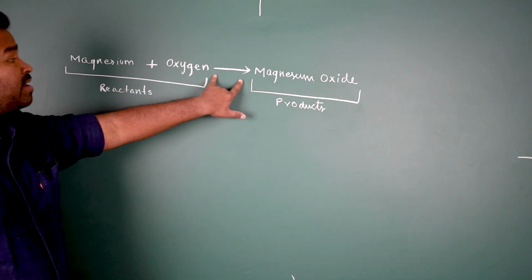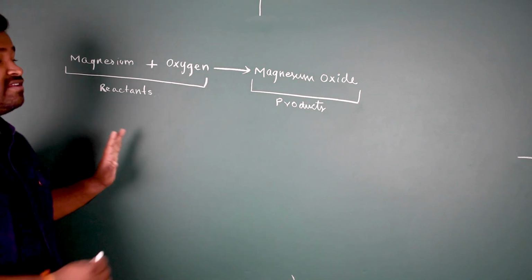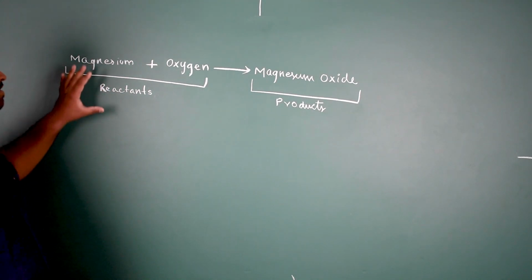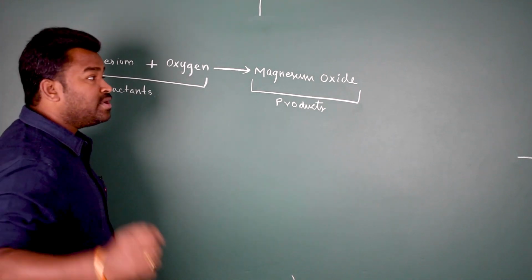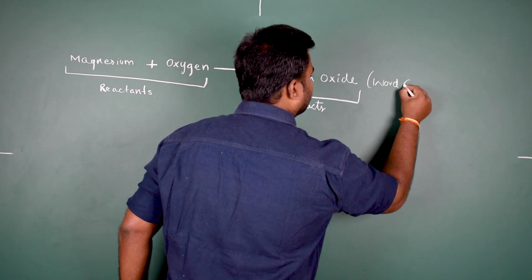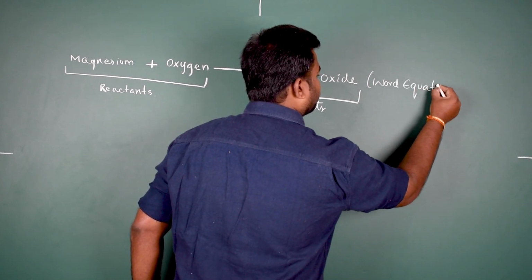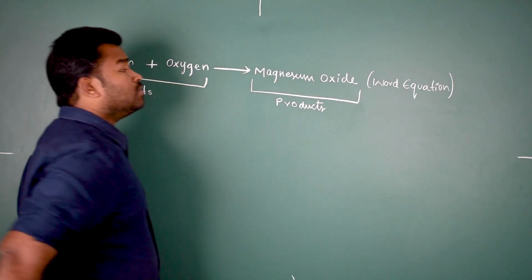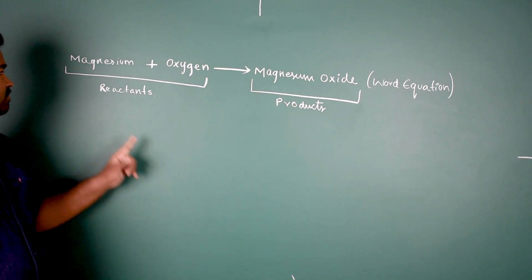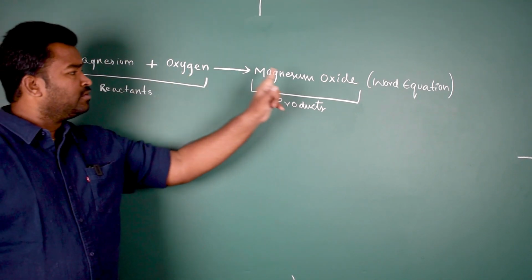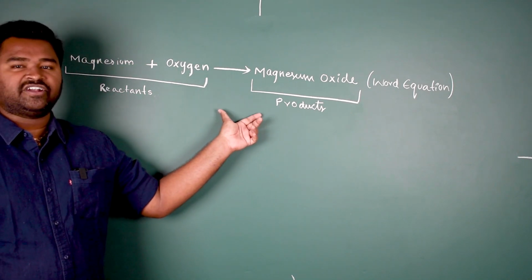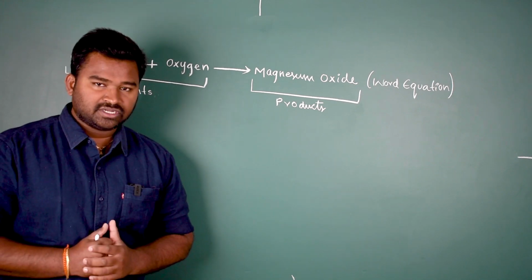And the arrow representation tells us in which direction the reaction is proceeding. Do you understand? And this representation is known as a word equation. What is this? Word equation. If you look at this, I have the data very clear and very crisp. It is magnesium reacting with oxygen to form magnesium oxide. You understand? So this is one of the simplest representations of a chemical reaction, right?